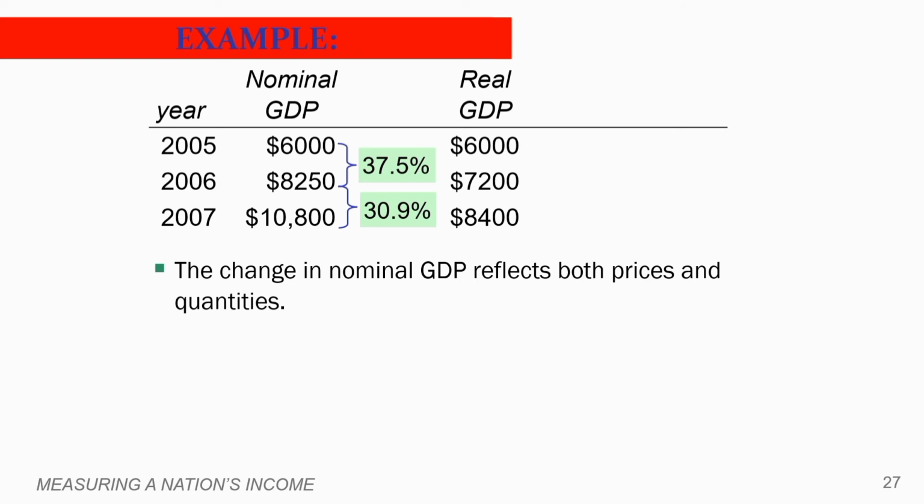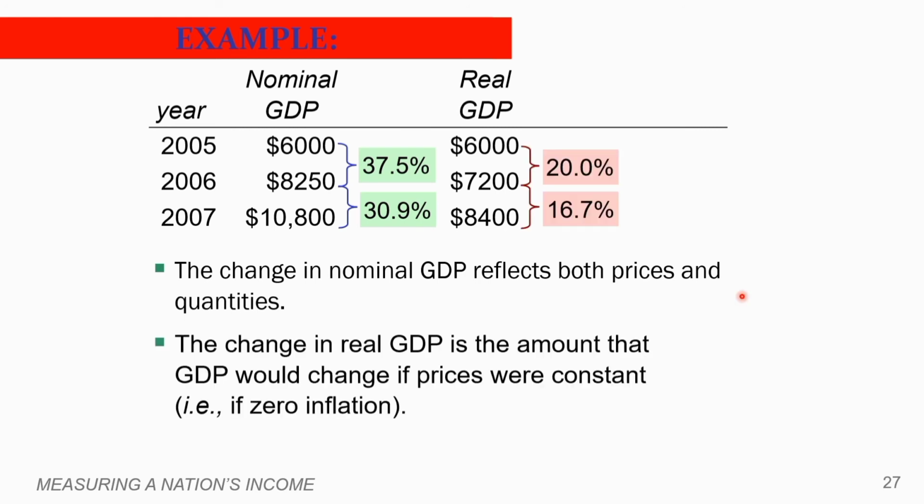The change in nominal GDP reflects both prices and quantities. We're able to measure the increase in nominal GDP from 2005 to 2006 kanina. So that is actually the growth rate of nominal GDP. And from 2006 to 2007, the growth rate of nominal GDP is 30.9%.